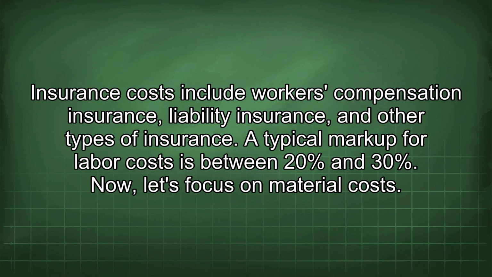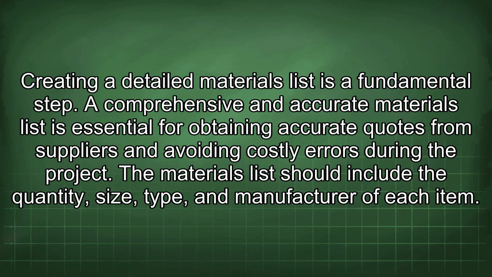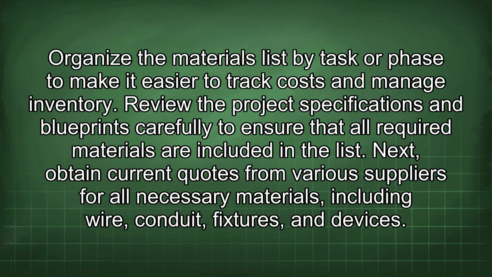Now let's focus on material costs. Creating a detailed materials list is a fundamental step. A comprehensive and accurate materials list is essential for obtaining accurate quotes from suppliers and avoiding costly errors during the project. The materials list should include the quantity, size, type, and manufacturer of each item. Organize the materials list by task or phase to make it easier to track costs and manage inventory. Review the project specifications and blueprints carefully to ensure that all required materials are included in the list.